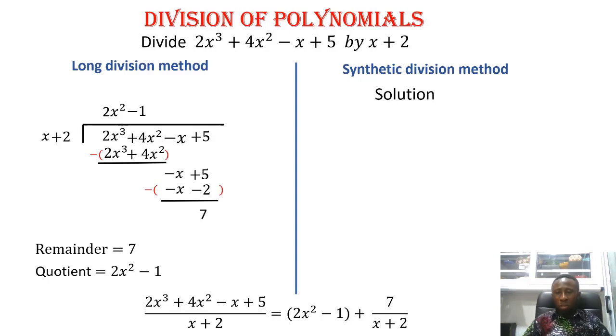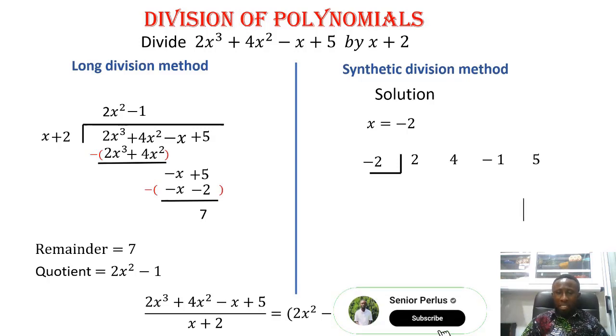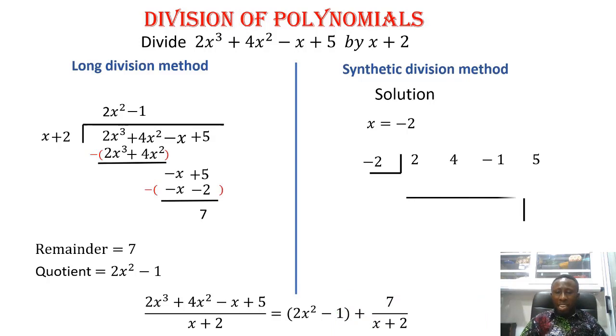So s plus 2 equals 0, then s is negative 2. That's what we are going to deal with, along with the coefficients of the variable. So negative 2. Then the dividend is 2, 4, negative 1, and 5. So we only write the coefficients of the dividend. Then we will repeat 2, and then multiply the negative 2 by the 2. Then we will add. Then the process goes on and on.